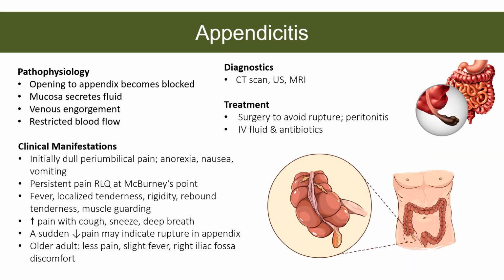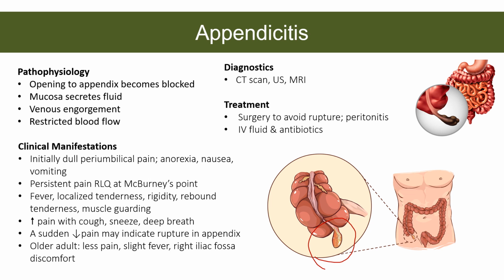So the appendix, which you can see here in this picture, is a small hollow appendage that extends off the cecum. The cecum is where the small intestine meets the large intestine. And we know that it's made of lymphatic tissue, but we really don't know the purpose of the appendix.